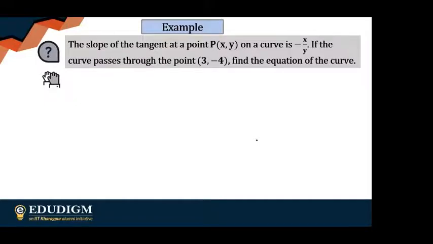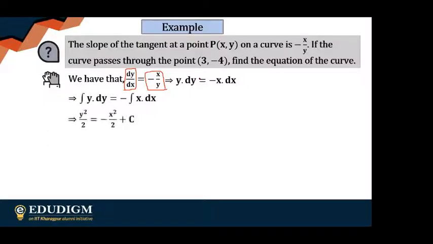What is the slope of the tangent? The slope of the tangent is dy/dx. Fair enough. The slope of the tangent is dy/dx, which is given as minus x by y. So this is your required differential equation. Now, you have seen so many complications in differential equations. This is very, very simple. I can write it as y dy equals minus x dx. So some integration, and this is what you're going to get.